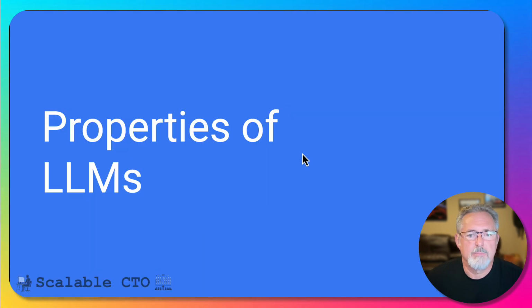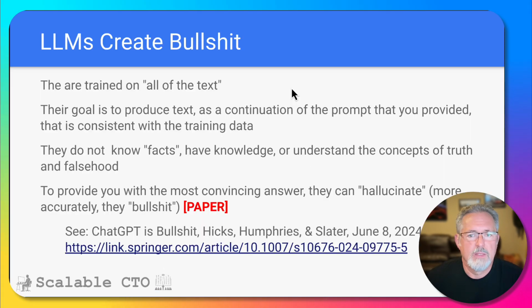So let's talk about some properties of LLMs. The first property I want to talk about is that LLMs create bullshit. And bullshit's sort of intentionally kind of a catchy headline there. This is from a paper called ChatGPT is Bullshit from the people at University of Glasgow. I'll show that in a second.